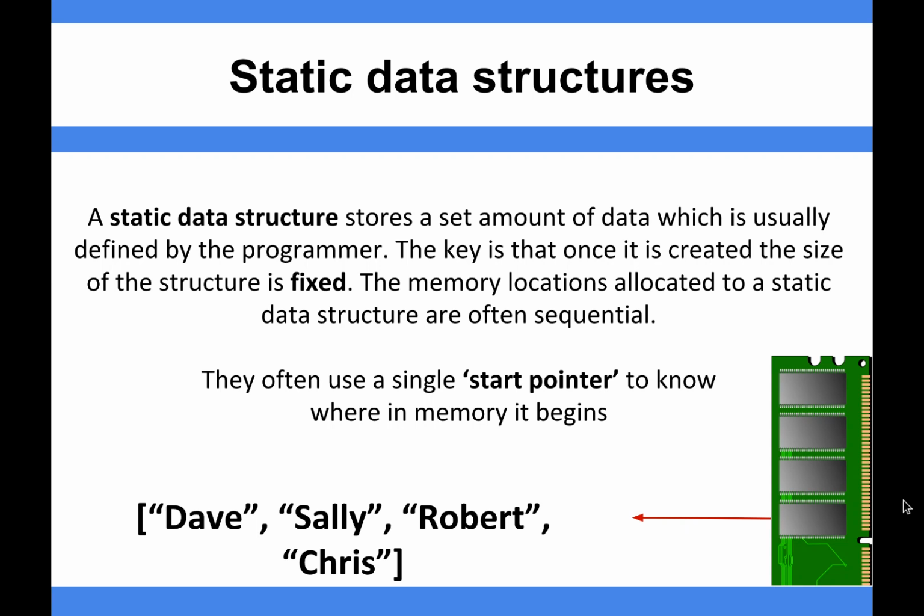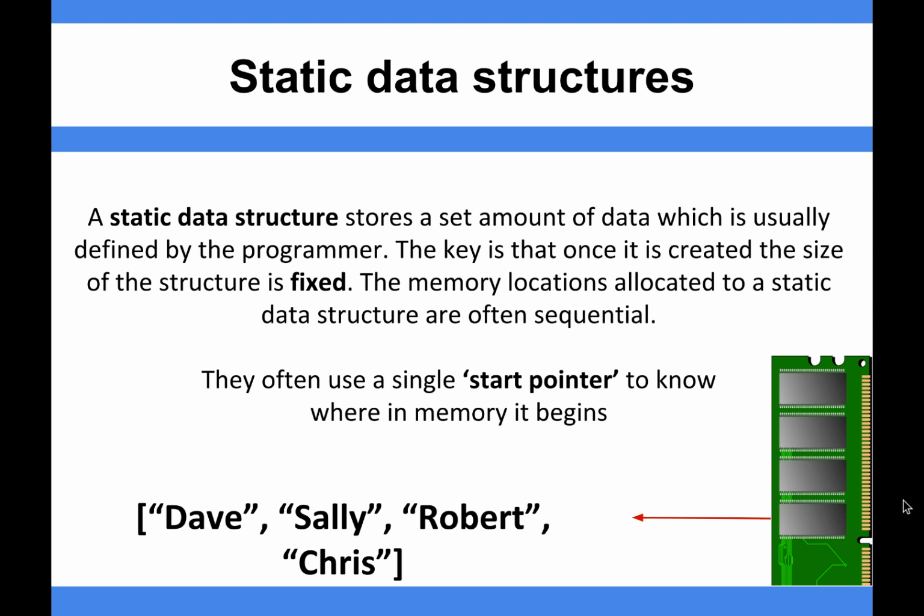Okay, so a static data structure is a place where you're going to store lots of data, and it's defined by the programmer. The key thing about a static data structure is the size of the structure is fixed. Once it's created, the size of that data structure is fixed and you can't change it. You can create a new data structure and move things into it, etc., but you're not changing the data structure. The data structure is fixed.